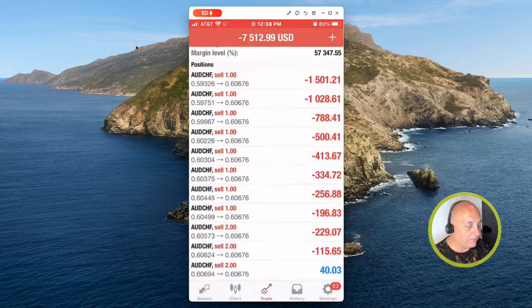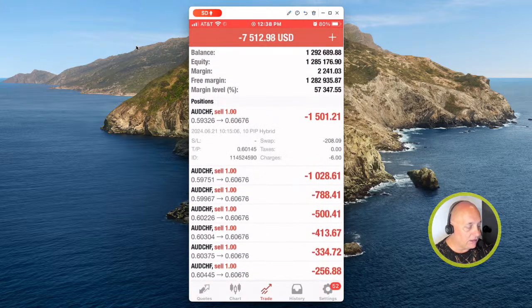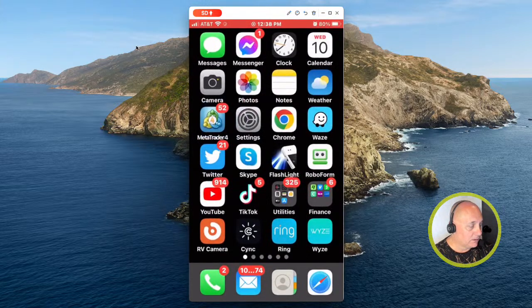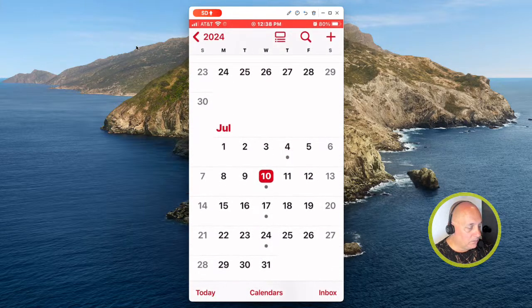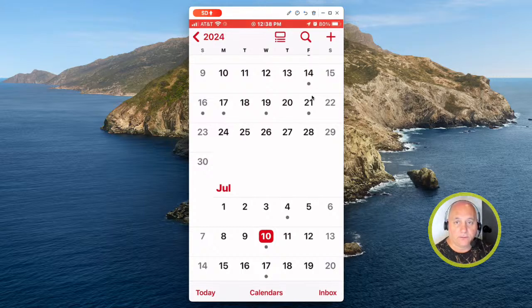So if we look back, let's go back and look. What's the first date? Wow. So we entered this trade on the 21st of last month. Let's go look at the calendar really quick. That's insanity. So we entered that trade right here, and we're still in it. So what's that? 5, 6, 7, 8, 9, 10, 11, 12, 13, 14 days. We've been in it for 2 weeks.